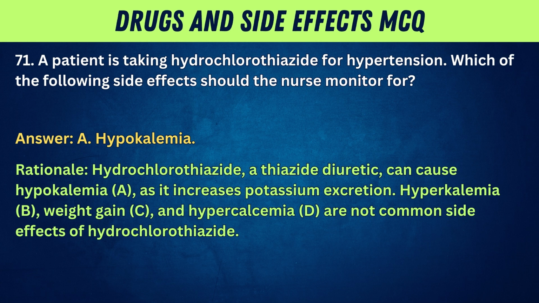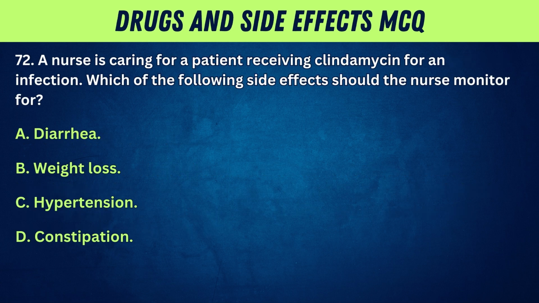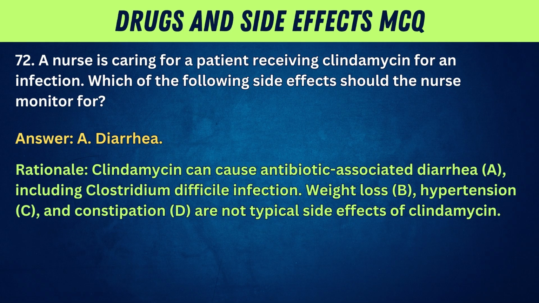Hyperkalemia, B, weight gain, C, and hypercalcemia, D, are not common side effects of hydrochlorothiazide. 72. A nurse is caring for a patient receiving clindamycin for an infection. Which of the following side effects should the nurse monitor for? A. Diarrhea. B. Weight loss. C. Hypertension. D. Constipation. Answer: A.